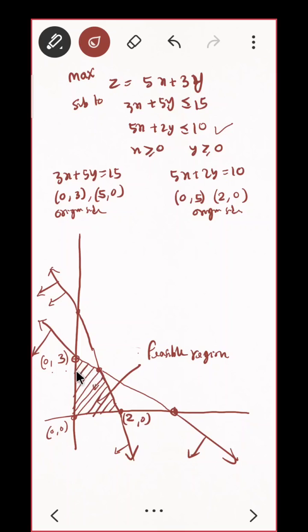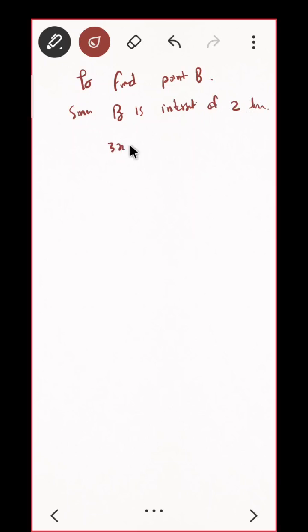So what you can do is name the points. That is O, A, B, C. Correct? So to find B, let us write: to find point B, since B is the intersection of 2 lines. What are the two lines? That is 3x plus 5y is equal to 15, and 5x plus 2y is equal to 10. How will you solve that?